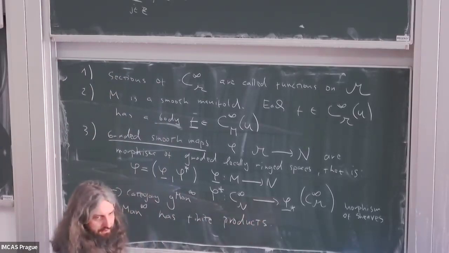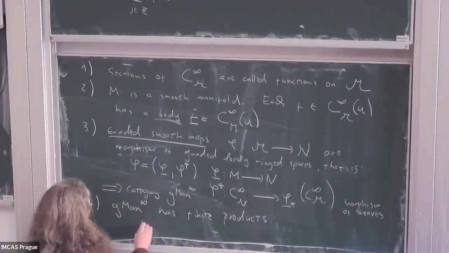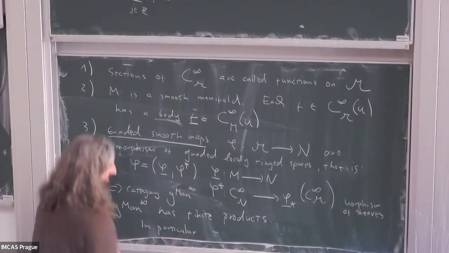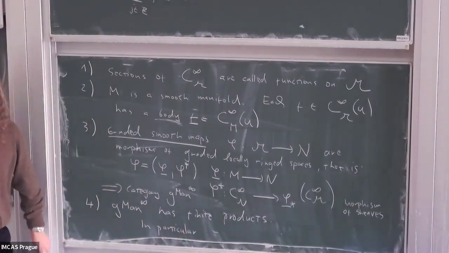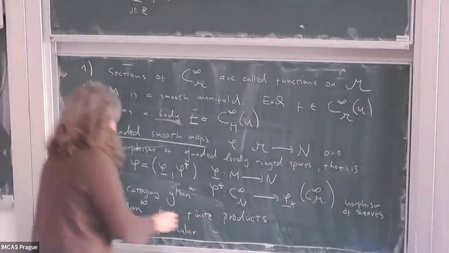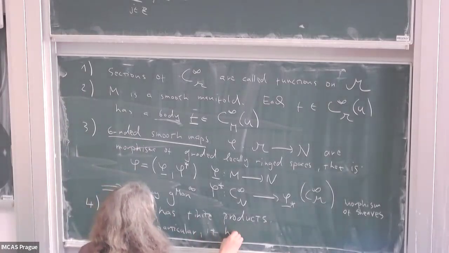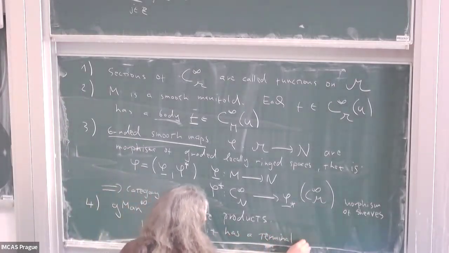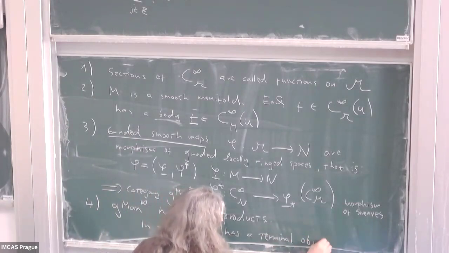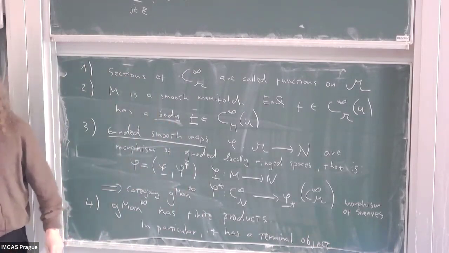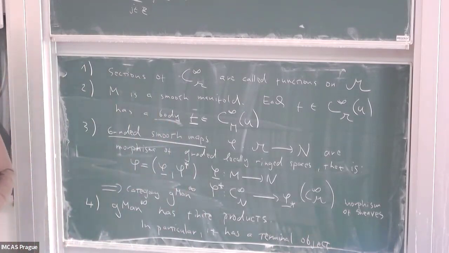Which will be important for our definition of graded Lie group. In particular, it has a product of graded manifolds, which means that it has a terminal object. In fact, what is a terminal object? It's easy. It's a single point manifold, an ordinary single point manifold, just one point.